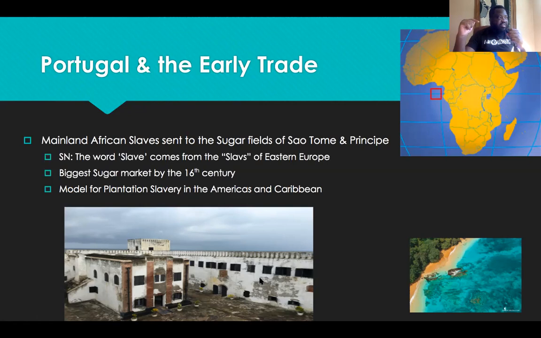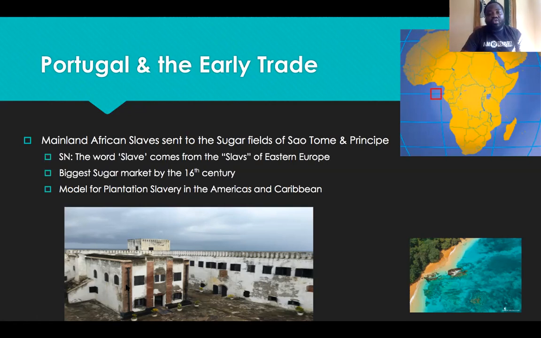And it is not only significant because it gets this idea of Europeans enslaving Africans going, it also provides the blueprint for what? For slavery in the Americas and the Caribbean, plantation slavery. Why? Because the tropical climate and the island nature of Sao Tome and Principe is very much like Cuba, very much like Jamaica, very much like Haiti. So it provides that blueprint. It's the first time we dabble with this idea of plantation slavery. And it's the Portuguese who get that started.